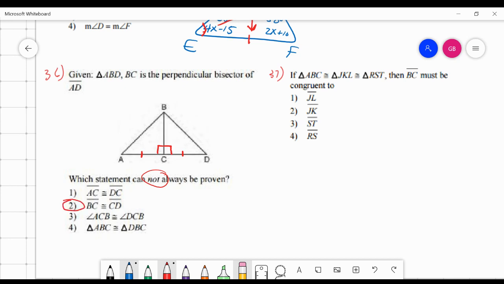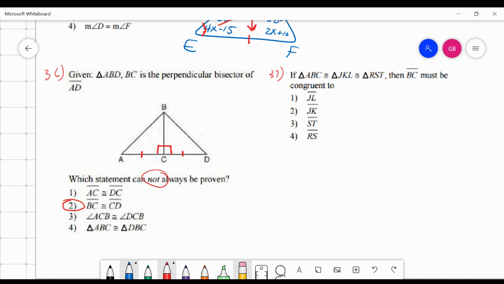So BC doesn't necessarily have to be congruent to CD, because BC could be much longer. Like it could be up here, right? And that's obviously not congruent. Okay, so that option is 2.